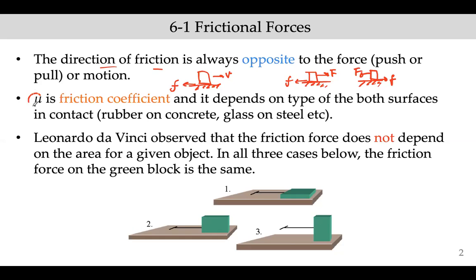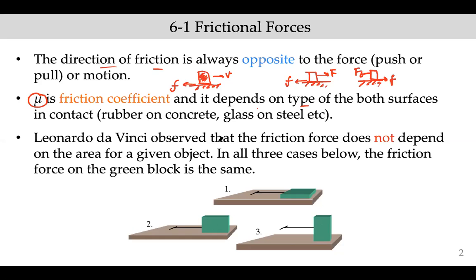Mu, this is a Greek letter mu. Mu is the friction coefficient. It's some number, usually between 0 and 1, but it could be higher than 1. And it depends on the type of both surfaces in contact. For example, the box could be rubber and the surface could be concrete, or it could be glass and the surface could be steel. In each case like these, the friction coefficient mu is some different number.